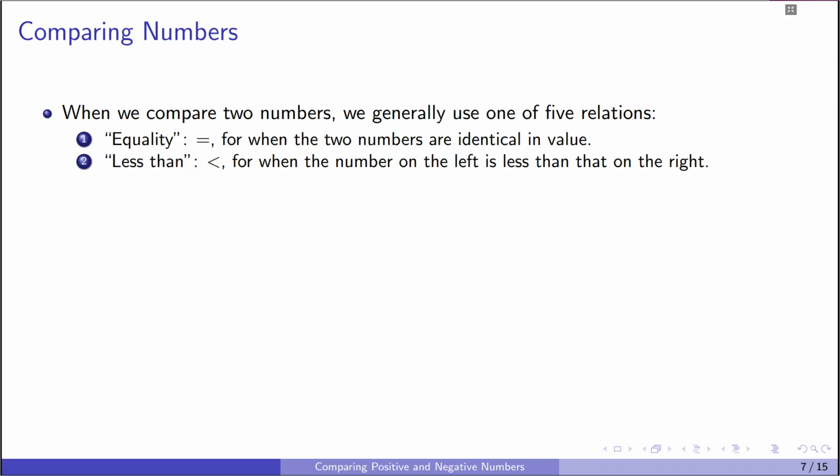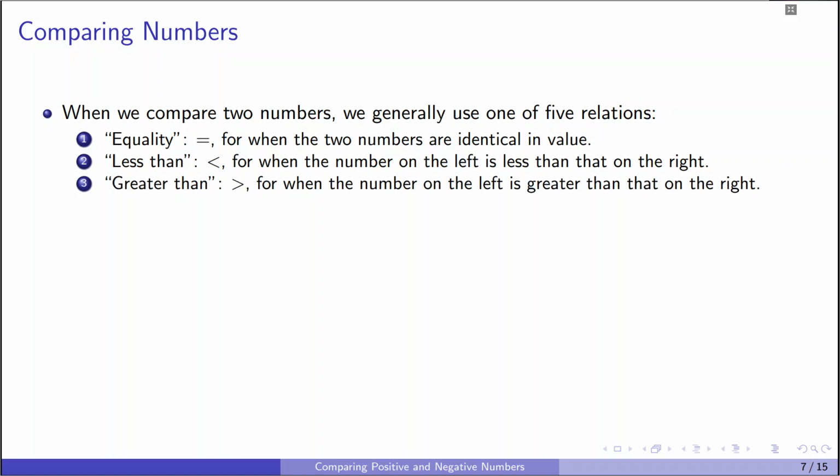Less than. The greedy mouth is open to the right to eat the bigger number. This is for when the number on the left is less than that on the right. Greater than. Our greedy mouth is open to the left because the number on the left is greater than that on the right. So it's trying to eat the bigger thing on the left.